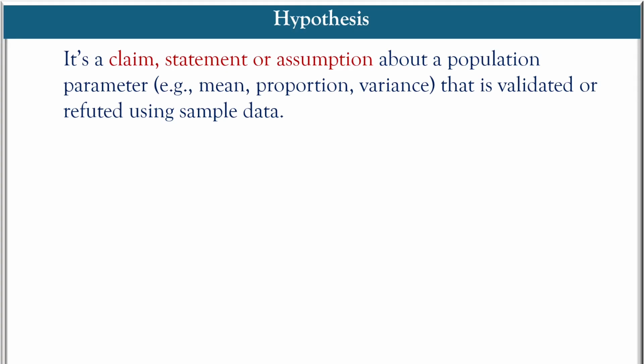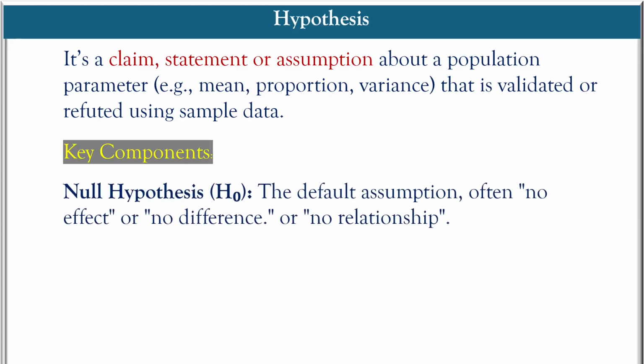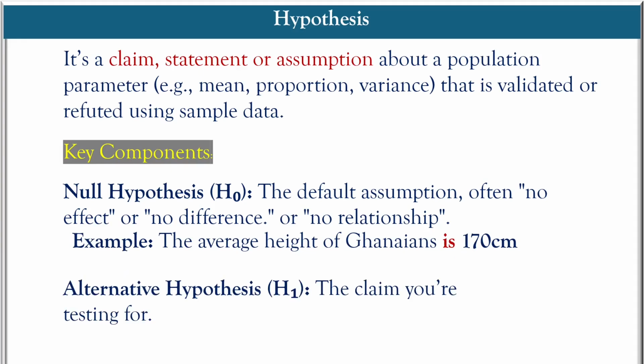Let's look at the key components of a hypothesis. It has two major key components. The null hypothesis, which is the default assumption, often states that there's no effect, no difference, or no relationship. An example: the average height of Ghanaians is 170 centimeters. In other words, the average height of Ghanaians is not different from 170 centimeters. Then the alternative hypothesis, the claim you are testing for. So here we are testing to see a difference. We want to see if the average height of Ghanaians is different from 170.